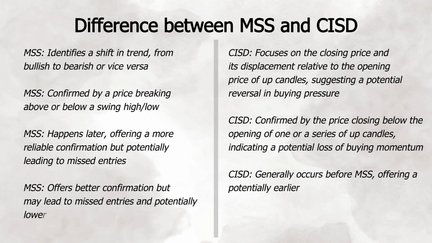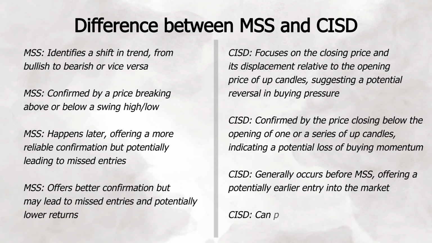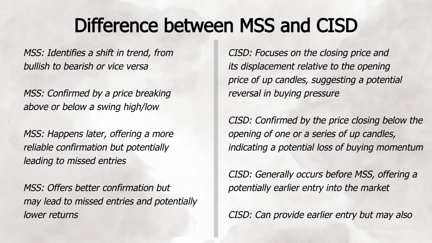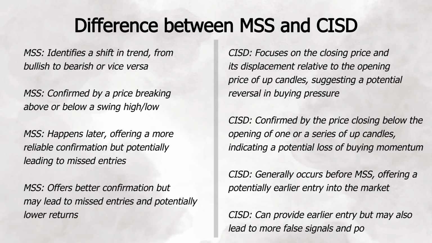One of the key differences here is that market structure shift offers a better confirmation, but it leads to sometimes missed entries whenever there is a strong momentum upwards or to the downside. Sometimes we won't get an entry for market structure shift, but with change in state of delivery, we'll get an entry. Vice versa, for change in state of delivery, we get an early entry and also better returns, but sometimes it leads to more false signals and breakouts.